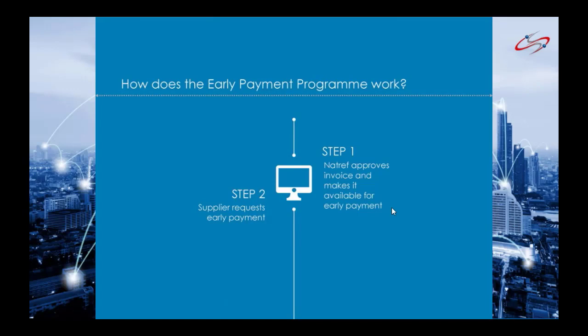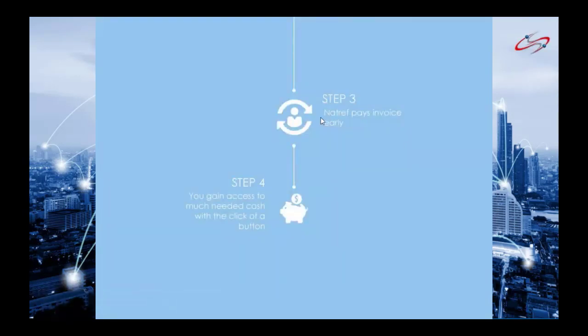Just to make it clear, joining the program is free of charge. It's only if you want to request an early payment that there will be a discount involved. But it's totally up to you if or when you want to request an early payment. So step 2, you as a supplier request an early payment. Then Natref pays your invoice early as per the days that you selected. And then step 4, you gain access to much needed cash with the click of a button.